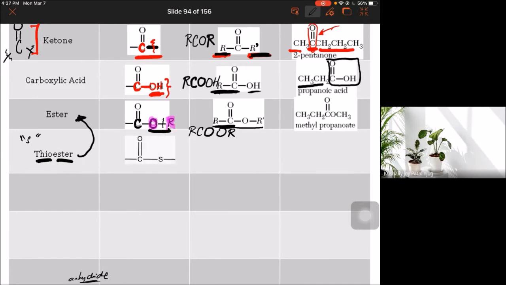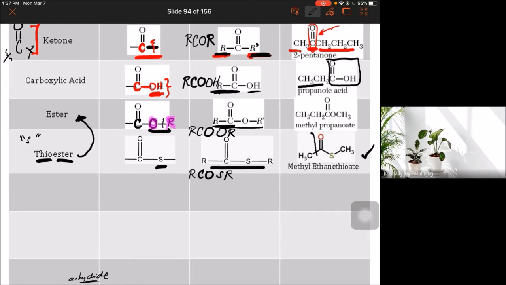Thioester. So this is it. This is where they differ: the oxygen portion of the ester is replaced with sulfur, making it thioester. Got it? So when you write the type formula of thioester, it's R, C double bond O, then SR. That's all. R, C, O, SR. So this is a specific example, and this is the functional group.